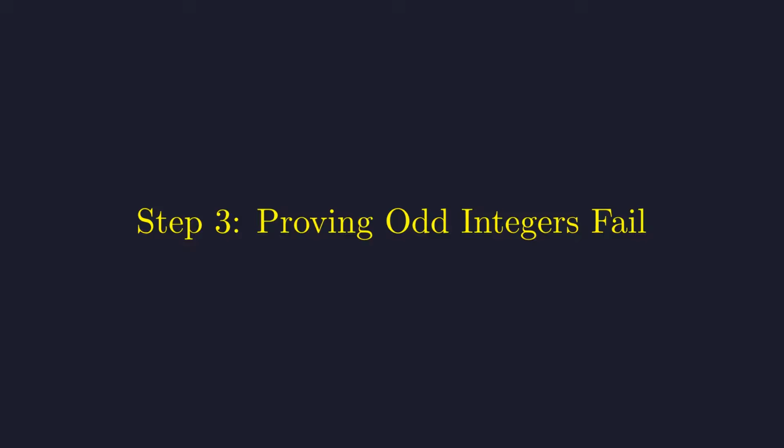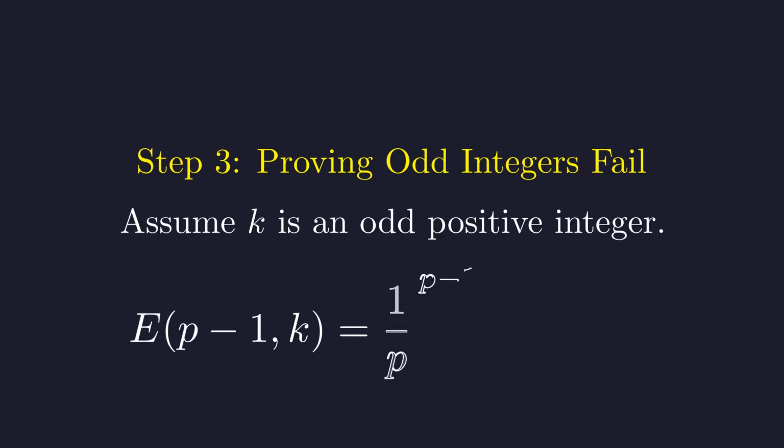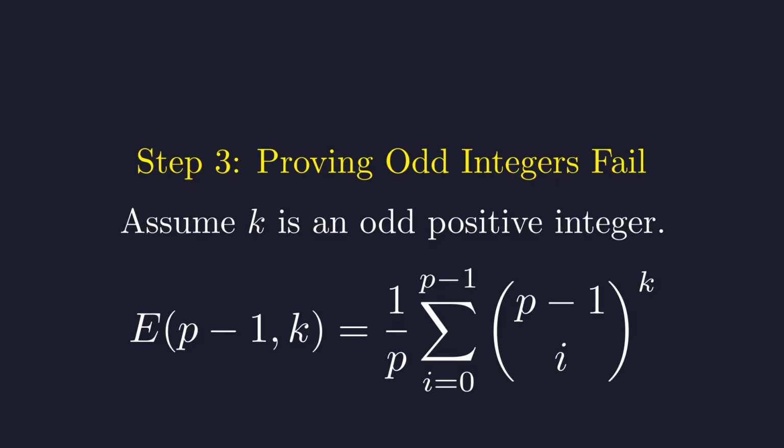Now we have a hypothesis. The solutions are the even integers. Let's prove that odd integers can't be solutions. We will show that for any odd k, we can find an n that makes the expression fail. Let's assume k is odd. Our expression now has a prime in the denominator, which is very useful for modular arithmetic. For this to be an integer, the sum in the numerator must be divisible by p.